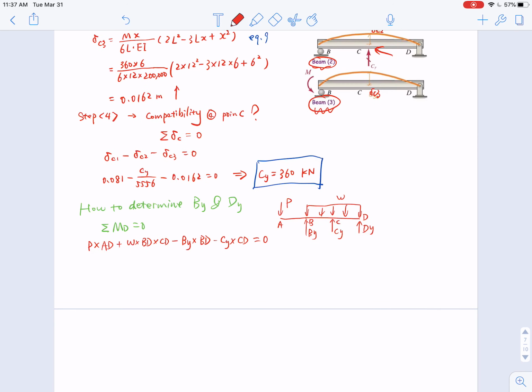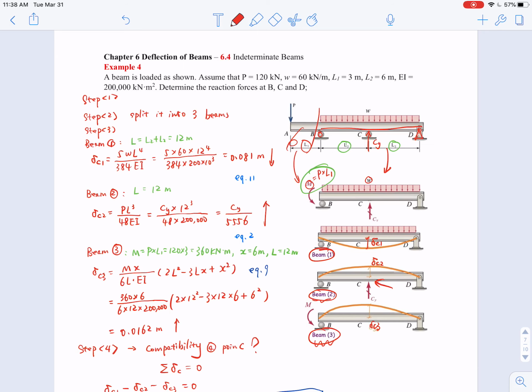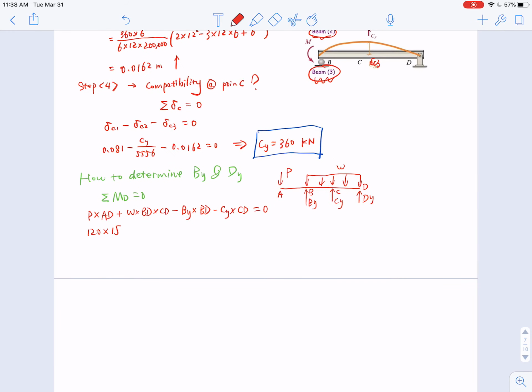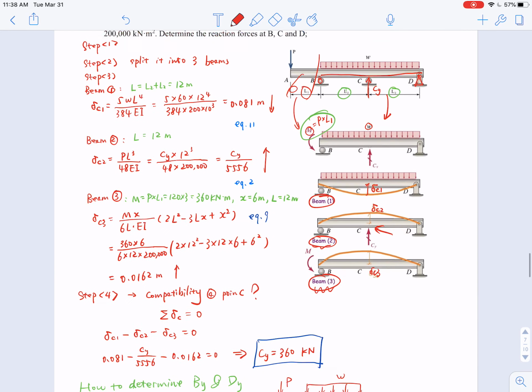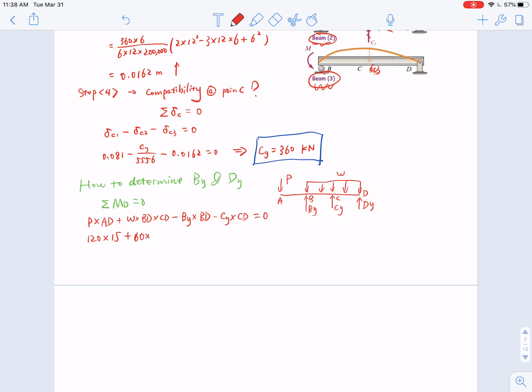Then here, P is 120 times the sum of 3 plus 6 plus 6, which is 15, plus W, which is 60, times BD, which is 12, times CD, which is 6, then minus By, which is unknown, times BD, which is 12, minus Cy, which is 360, times 6, equals 0. So from here, we can get that By equals 330 kilonewton.